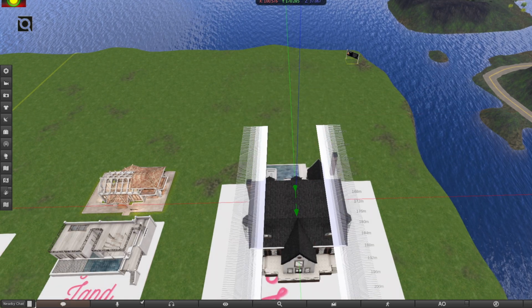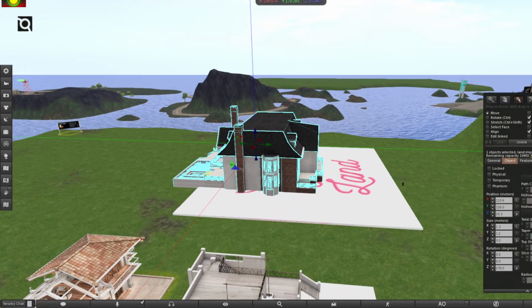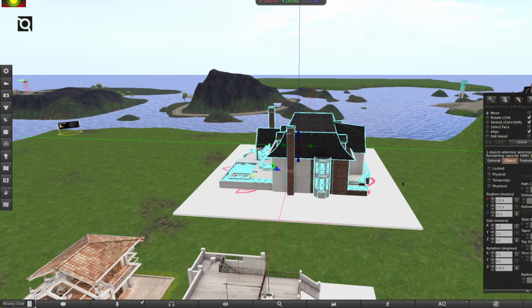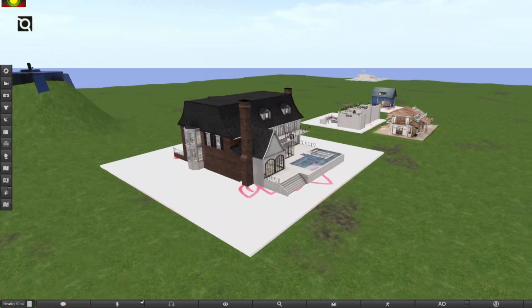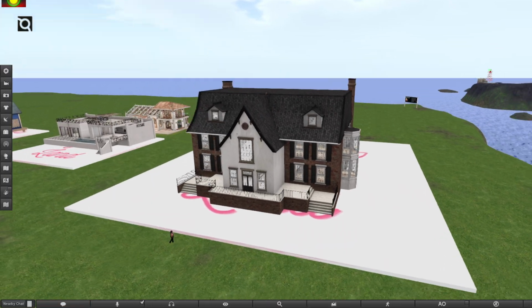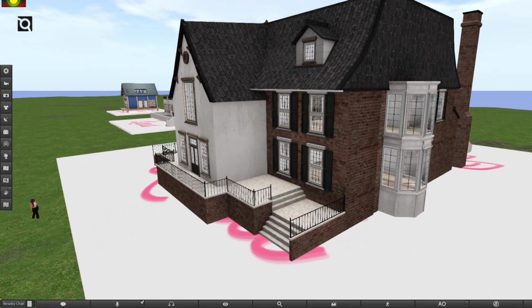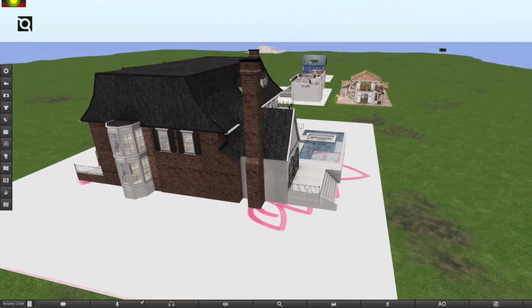This is a Scarlet Creative house, and it's huge. But you see, it fits on this. It would fit on a 2048 parcel, right? So that kind of gives you an idea of the sizes of these parcels and what you can put on them.